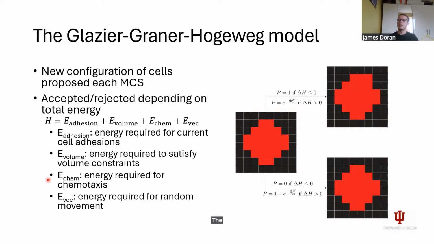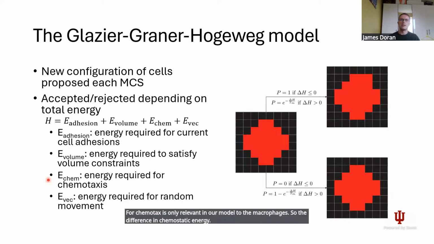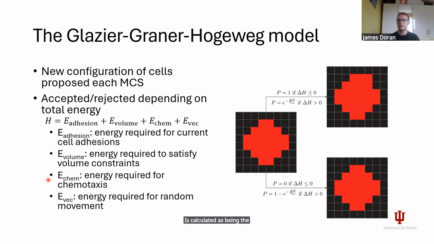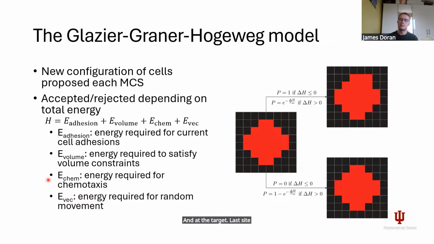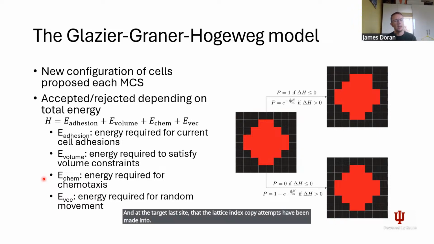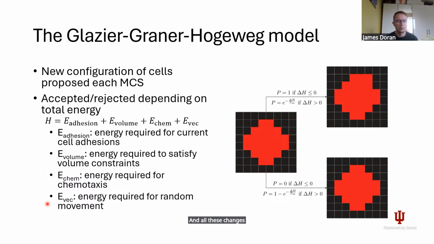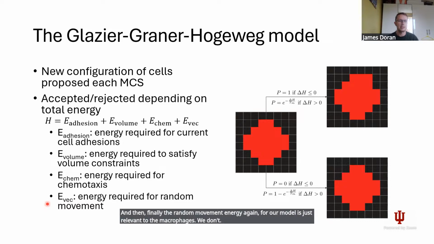The amount of energy for chemotaxis is only relevant in our model to the macrophages. So the difference in chemotactic energy is calculated as the difference between the chemoattractant concentration at the source lattice site and at the target lattice site that the lattice index copy attempt has been made into. And all these changes are then added up towards the total energy calculation. And then finally, the random movement energy, again, for our model is just relevant to the macrophages. We don't have the bacteria move through the domain.